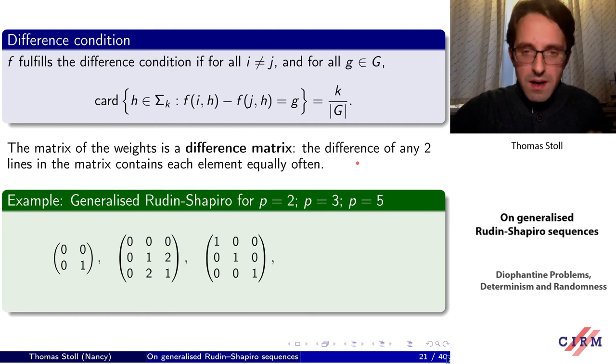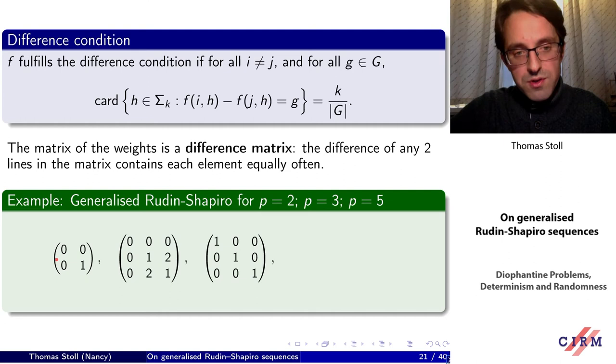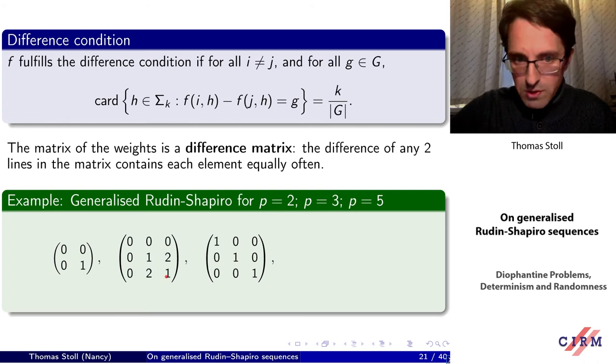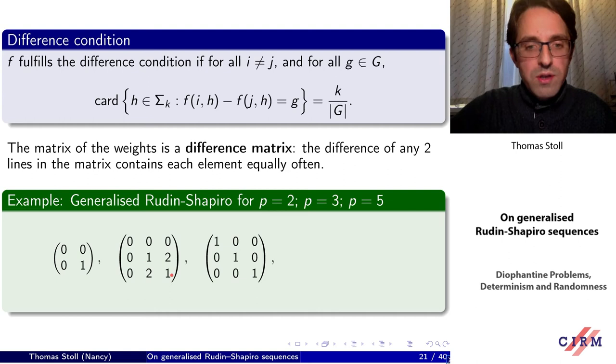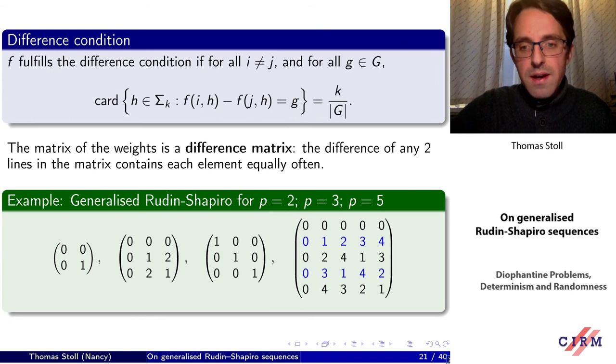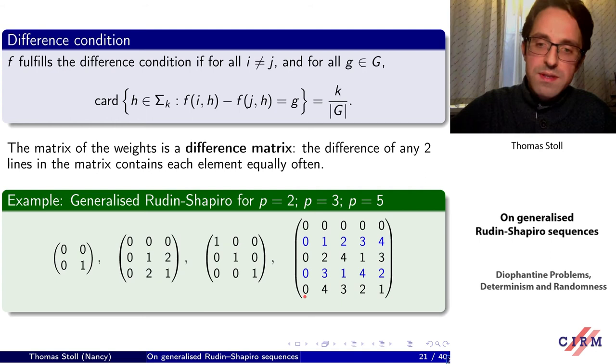examples. So here, this is the original Rudin-Shapiro sequence. If you look at the second row and you subtract the first row, then of course you get the zero here and the one here, which is the whole Z2, so the residues modulo 2. If you take this one, for instance, and you take the third row and subtract the second row, you get the zero, you get the one, you get minus one, which is a two modulo 3. And so you hit all of the elements of the group. And this can be proven to be the case here and also here. And this goes back to this construction that we had before for primes.